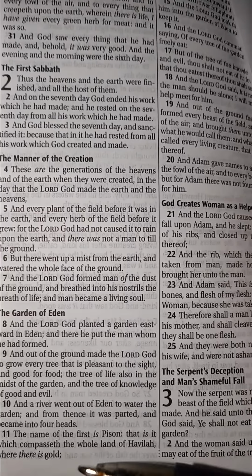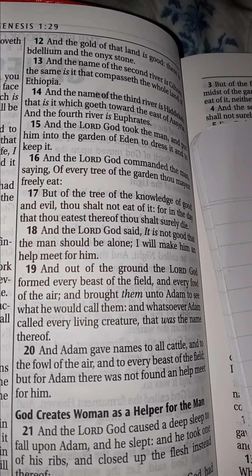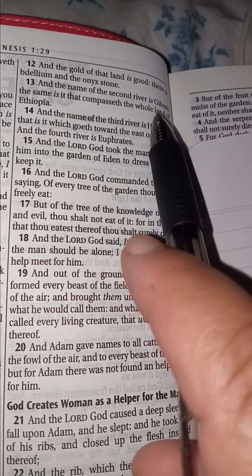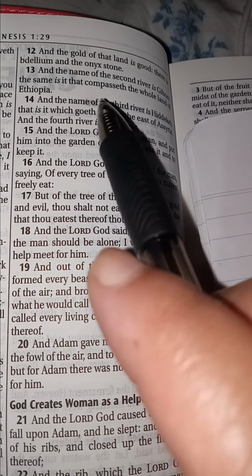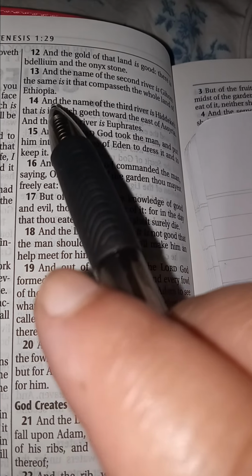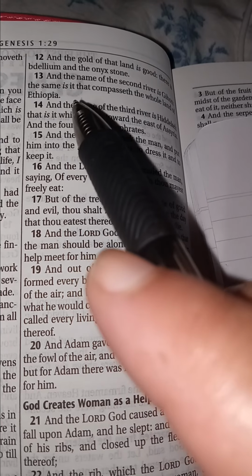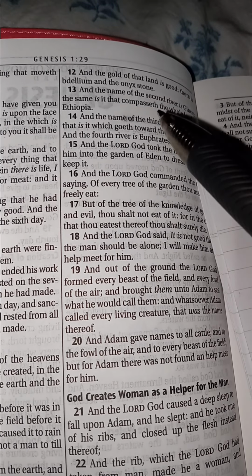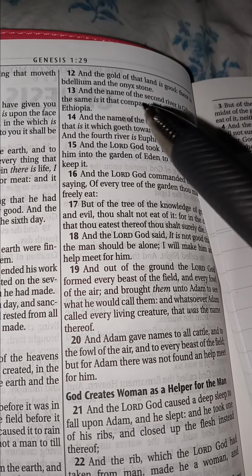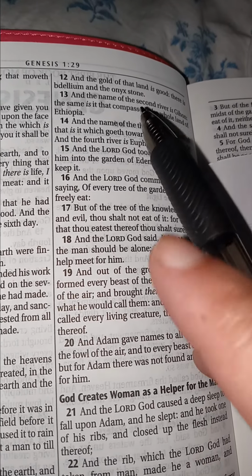In Genesis 2:13, we're going to skip to Genesis 2:13. It says, "And the name of the second river is Gihon. The same is it that compasses the whole land of Ethiopia." That is the first location that we can currently locate in this current time. So the Garden of Eden has to be somewhere near Ethiopia, because the second river, named Gihon, is located in Ethiopia.